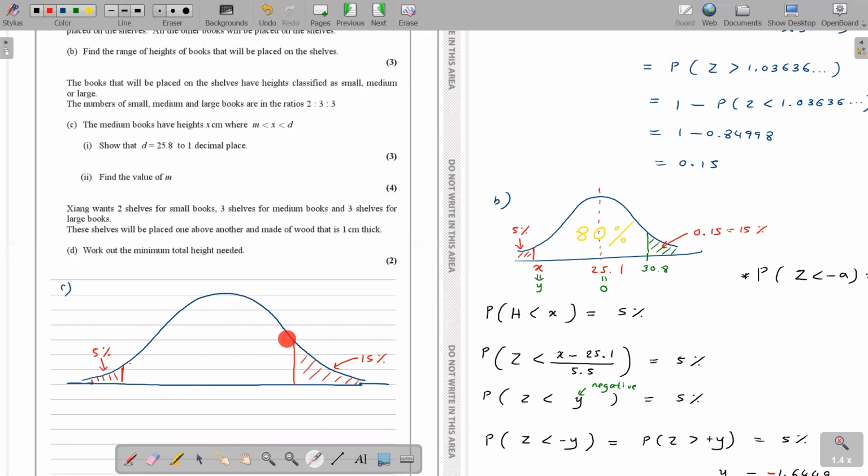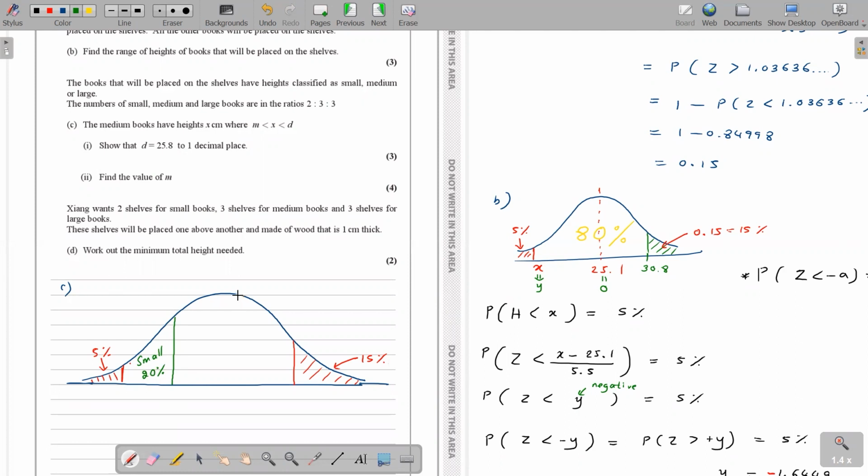So this remaining 80% is what's placed on the shelf. And that also we divide in the ratio 2 to 3 to 3. So when I divide 80% in the ratio 2 to 3 to 3, there are 8 parts, which means each part becomes 10%. Thereby, the small region has how much? 20%, right? Are you with me? This is the small. This has 20% of the area.